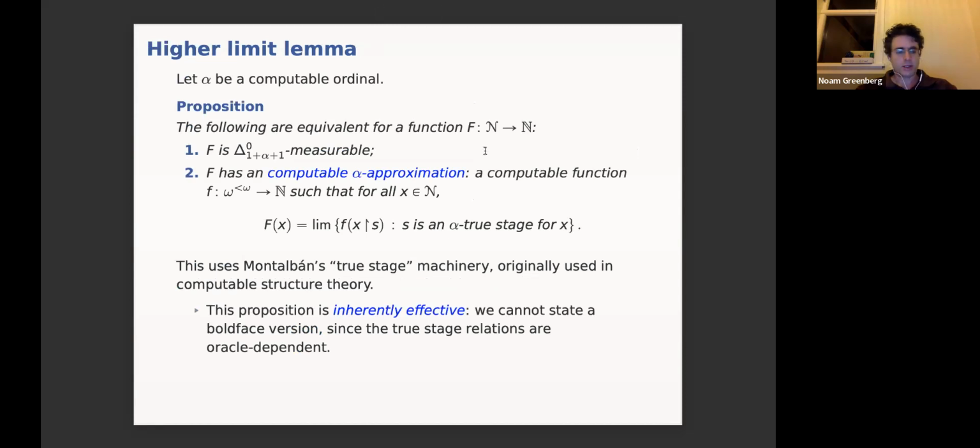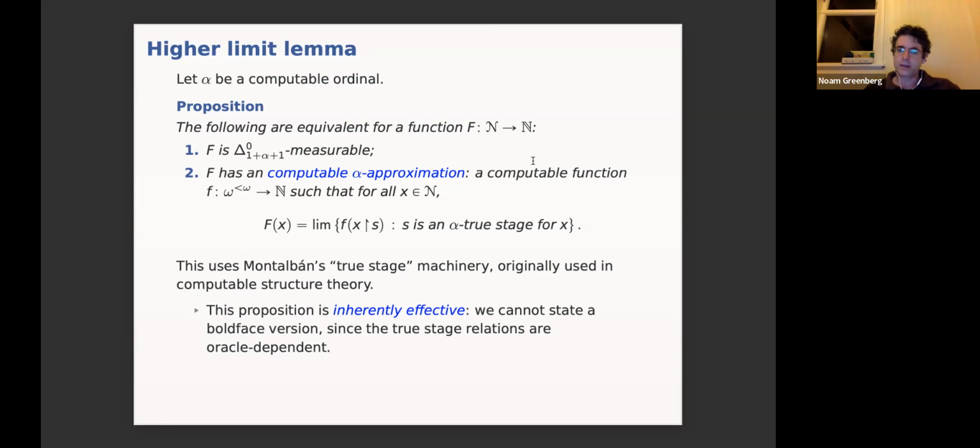How does this generalize to higher levels of the Borel hierarchy? There's a very similar picture. A function is Δ^0_{1+α+1} measurable. Forget the first 1 plus, say α+1 measurable, if and only if it has a computable, not an approximation, but an α-approximation.